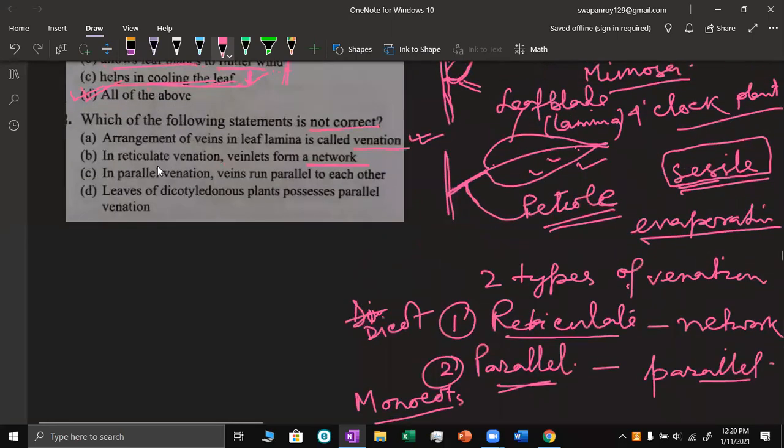So it is okay. In parallel venation, veins run parallel to each other. This is true, this is the definition of parallel venation. Leaves of dicotyledonous plants possess parallel venation. This one is not correct. Leaves of dicotyledonous plants possess reticulate venation. So this is the answer. The statement that is not correct is this one.